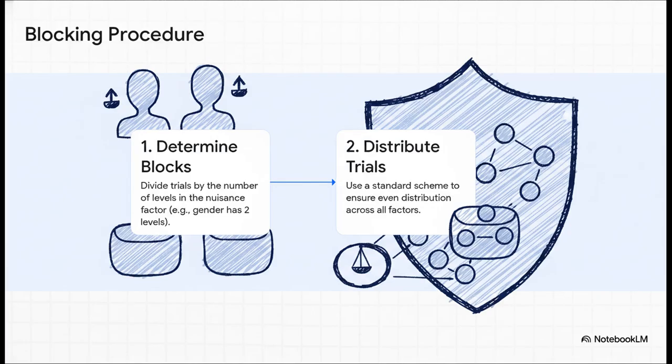So how do we fix this mess? The blocking procedure is a very deliberate 2-step process. First, we figure out our blocks. Since our nuisance factor is gender, male and female, we'll create 2 blocks. Easy enough. Step 2, and listen, this is the really clever part. We have to distribute our 8 trials into these 2 blocks. The goal isn't just to have 4 in each. The goal is to make sure the combinations of our factors are perfectly balanced across those blocks, which we can do using a standard scheme.